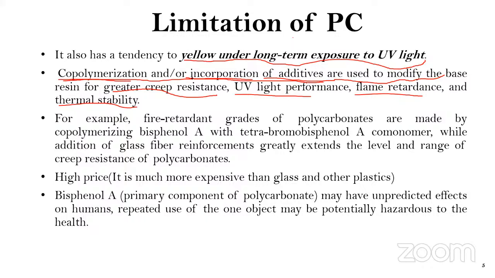UV stabilizer is an additive that we use. For that we have TiO2, titanium oxide. Many UV stabilizers are available in the market. We add that into the polymer so we can have UV resistance in that material, and simultaneously, if we do that, we can achieve greater creep resistance as well as UV light performance, and we can increase the flame retardance.